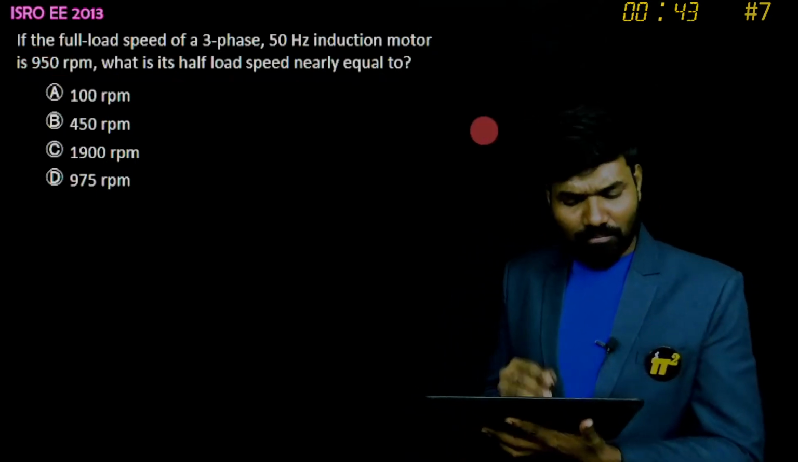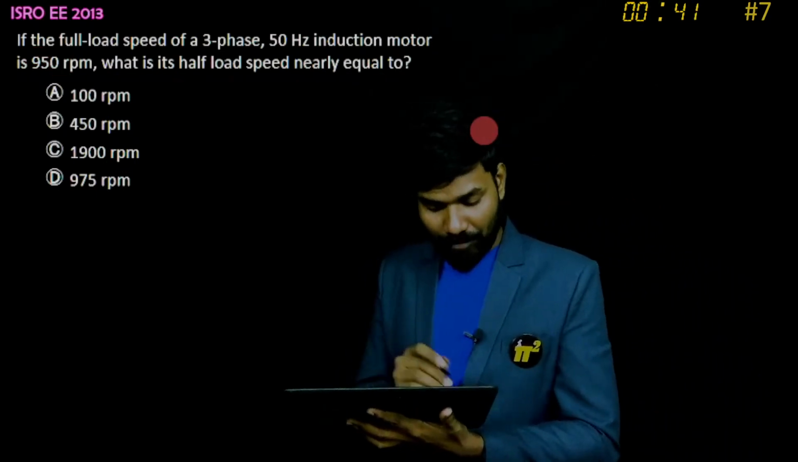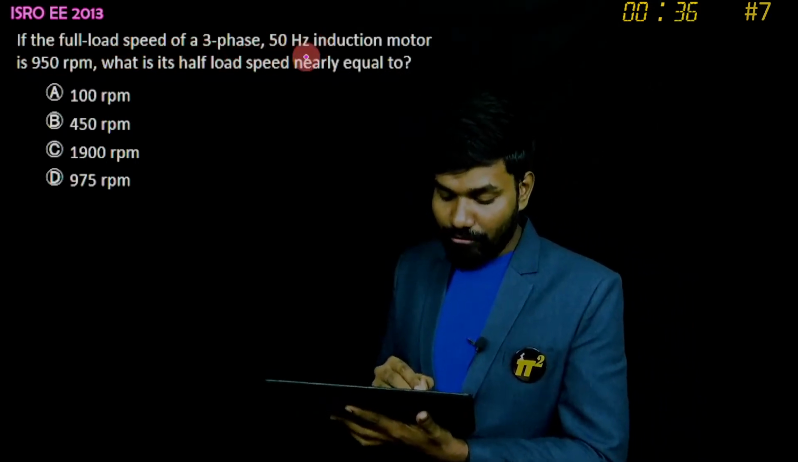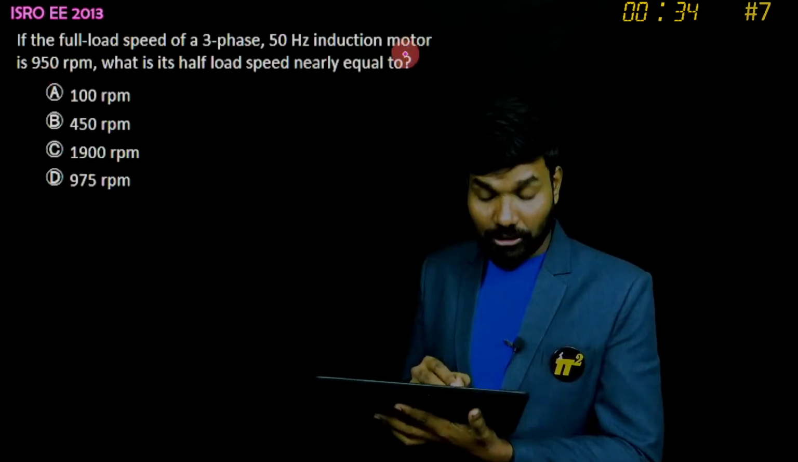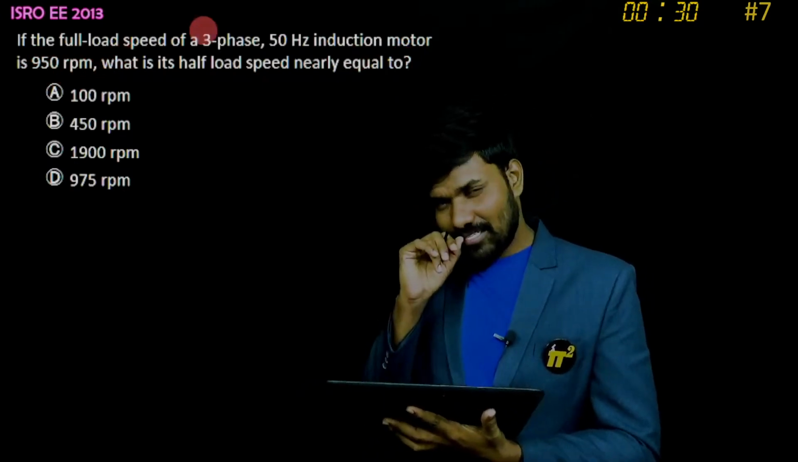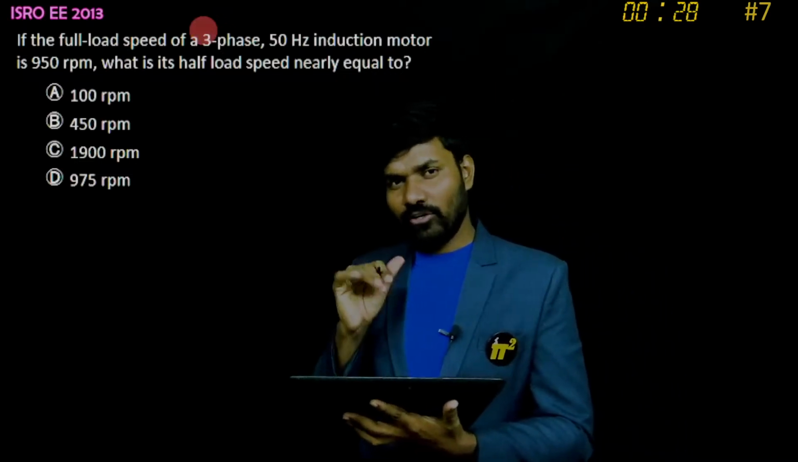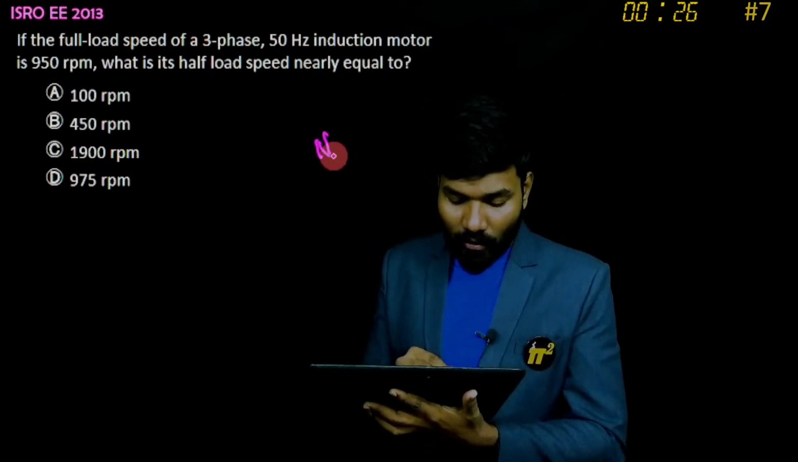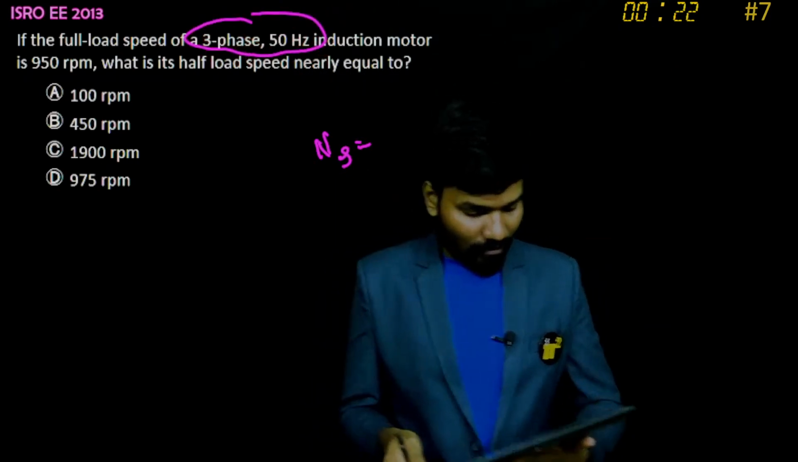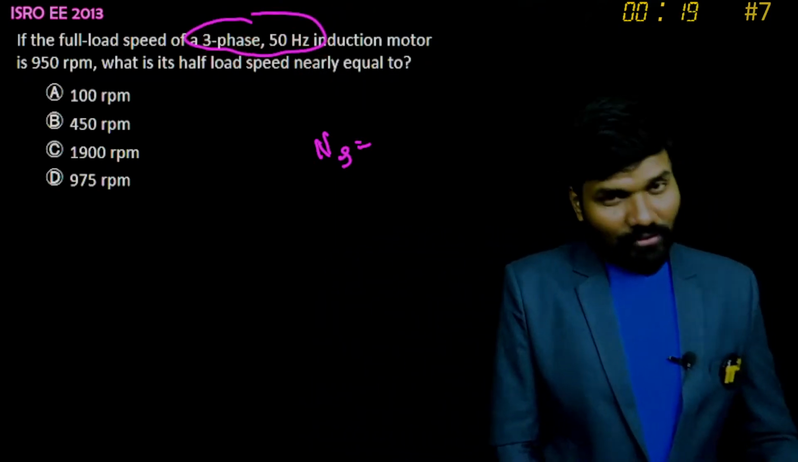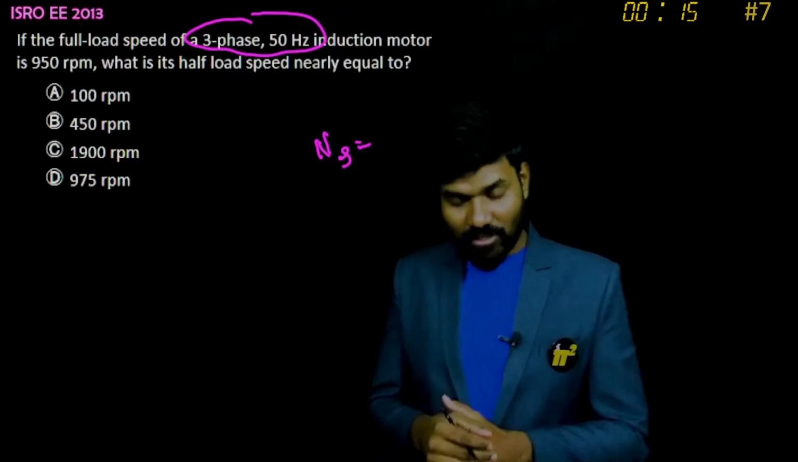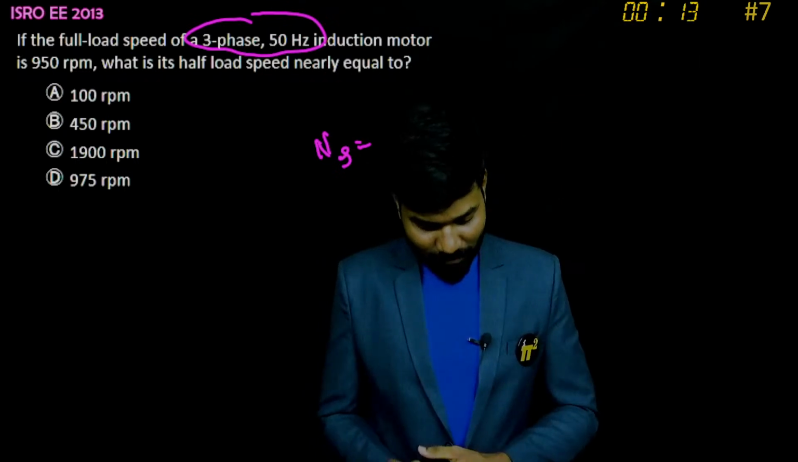Now coming to this simple question. Very simple. What is it? If the full load speed of a 3-phase 50 hertz induction motor is 950 RPM, can you guess what could be the synchronous speed of this particular machine? Just give it a guess. What's the number? I want to see the number.